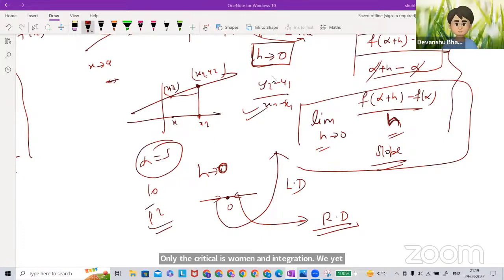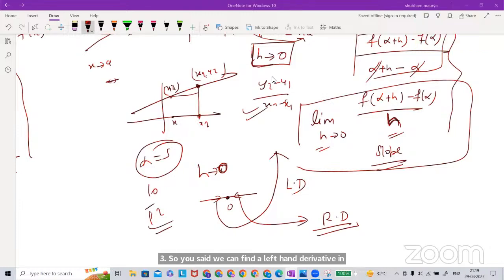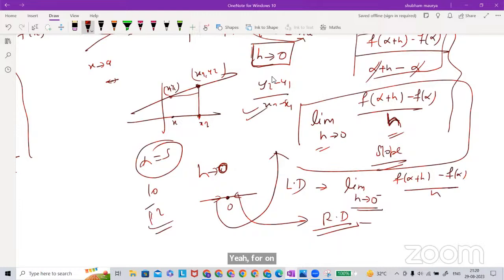Sir, you said we can find a left-hand derivative and right-hand derivative. Correct. Yes. So here is the left-hand derivative: limit h approaching 0, with the minus sign, meaning you are approaching from the left side, of f of alpha plus h upon h. The right side is with the plus sign.